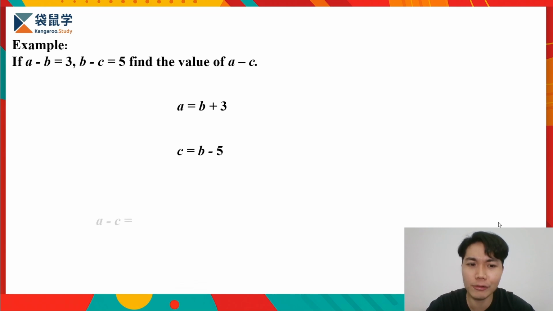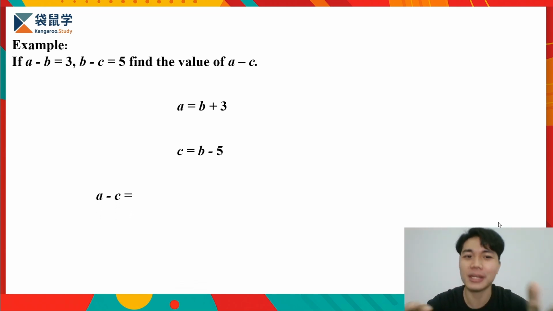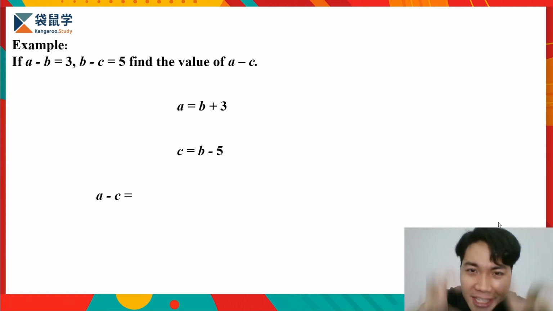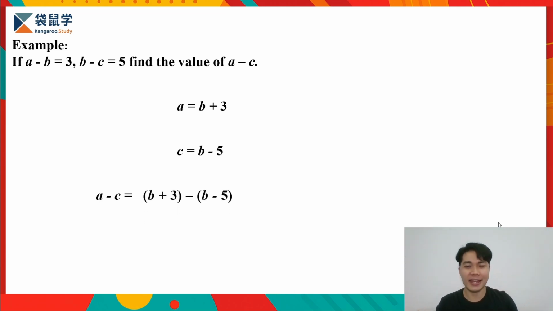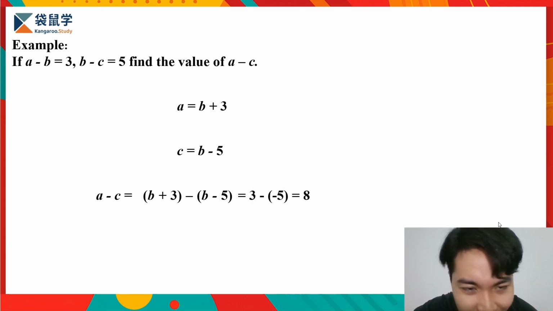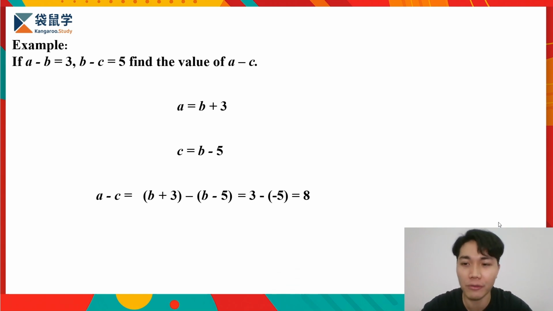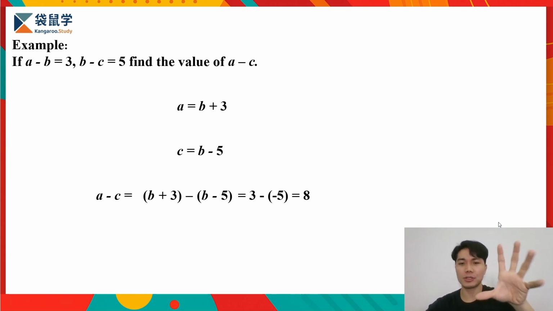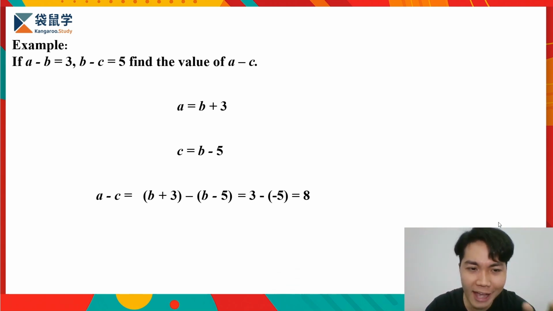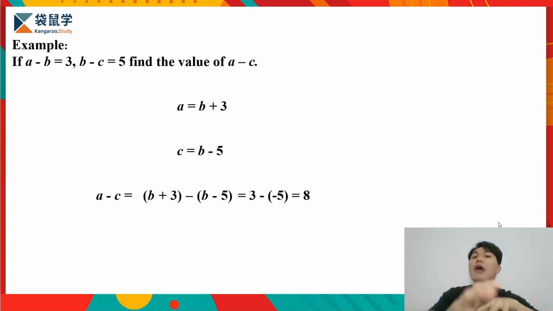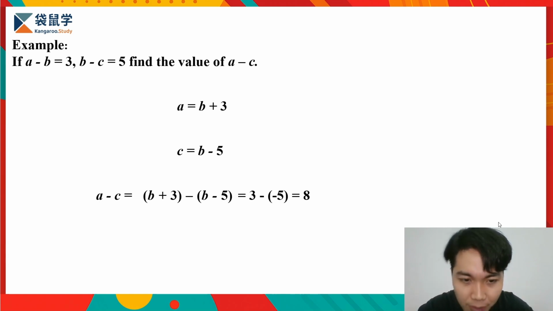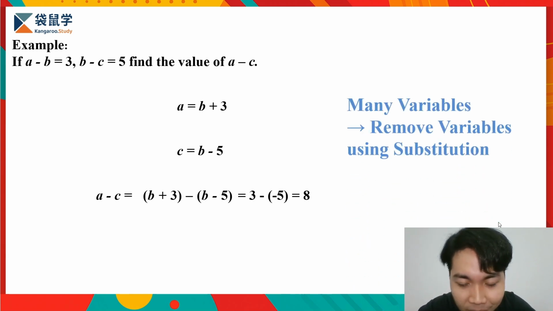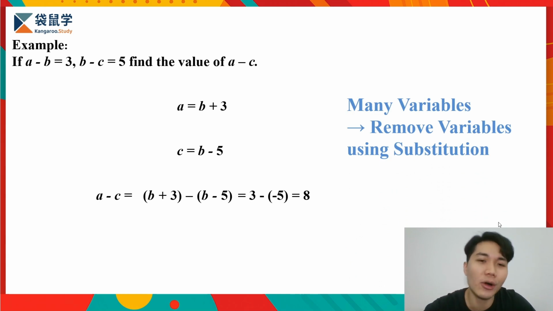And in order to find A minus C, what can we do? We can represent both in terms of B. So we can just put the values in like this, and then we can find the value, which is just 3 minus negative 5, which is a positive 8. And we have found the value of A minus C. So when we have many variables, what we are trying to do is remove some variables by using substitution. Replacing, we call it substitution. Okay, so now that we understand this, let's move on to the next example.